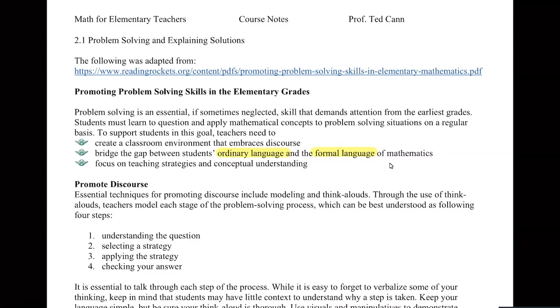So how do you promote discourse? You know, so that's the big challenge. Essential techniques for promoting discourse include modeling and think alouds, right? So one thing I've never been too keen on as a teacher is using buzz phrases, right? So think alouds. It irks me, and it irked me to have to put that down on paper, but it's another thing of like ordinary language and the formal language, right?